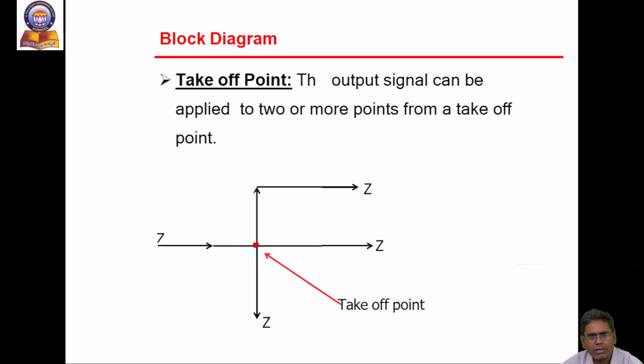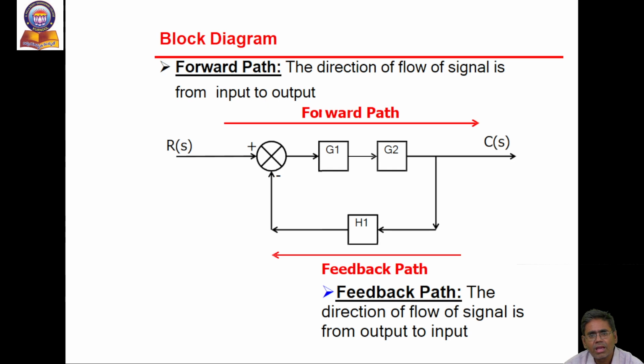The take-off point. The output signal can be applied at two or more points from a take-off point. The point from which signals are taken to two or more places is known as a take-off point. Forward path: the direction of flow of a signal from input to output is known as the forward path. The direction of flow of a signal from output to input is known as feedback. This is a simple block diagram with a negative feedback system. Forward path is input to output. Feedback is output to input.